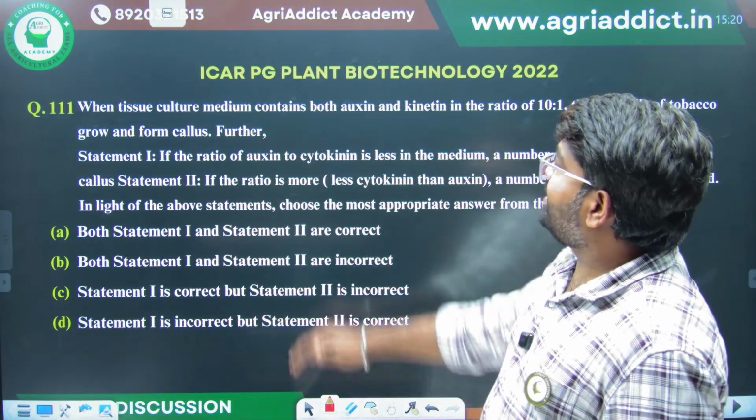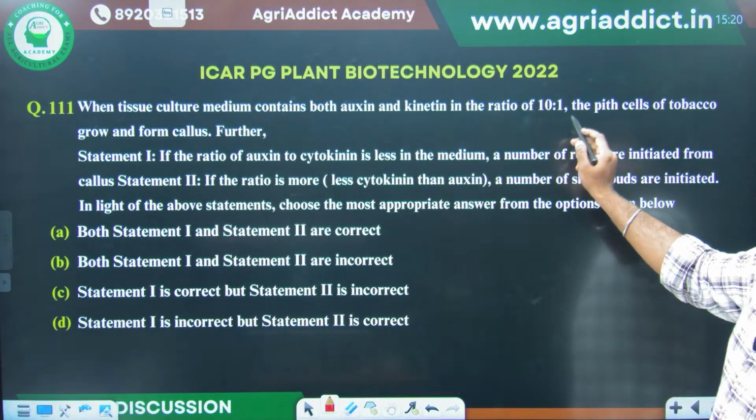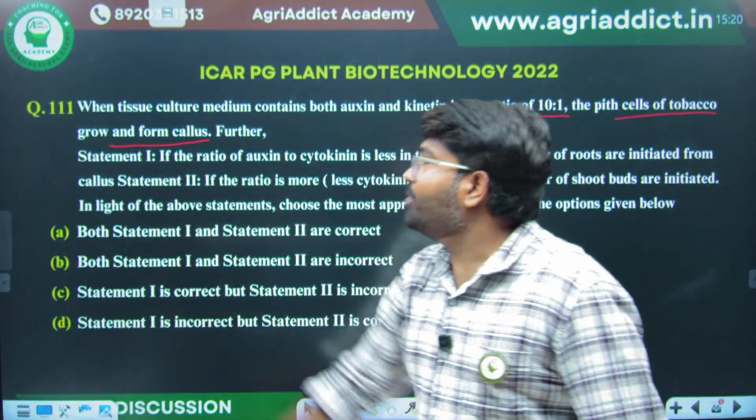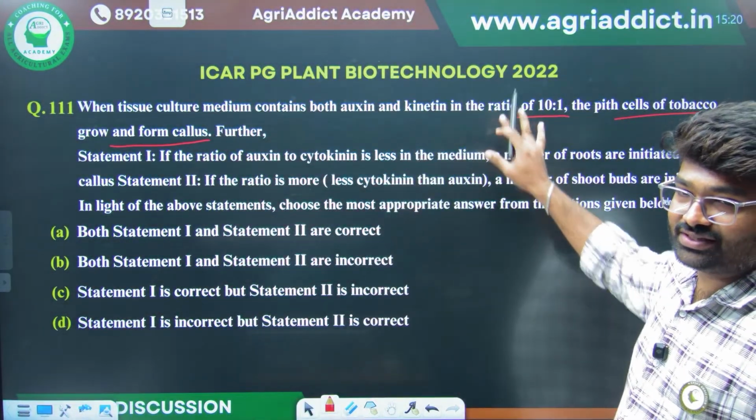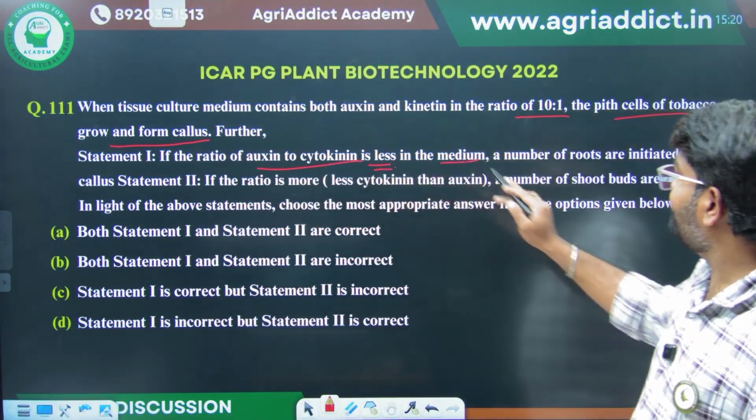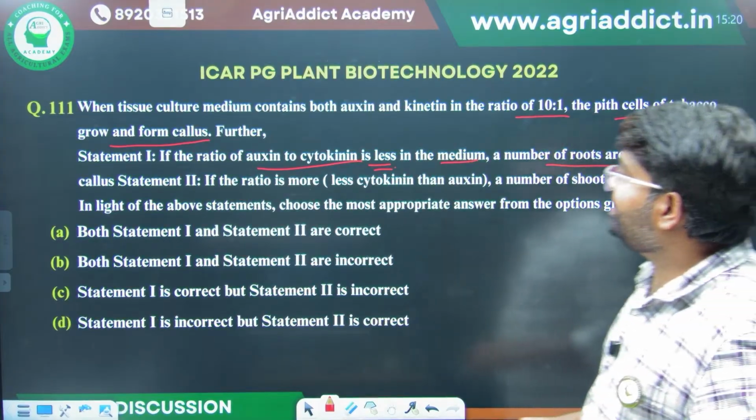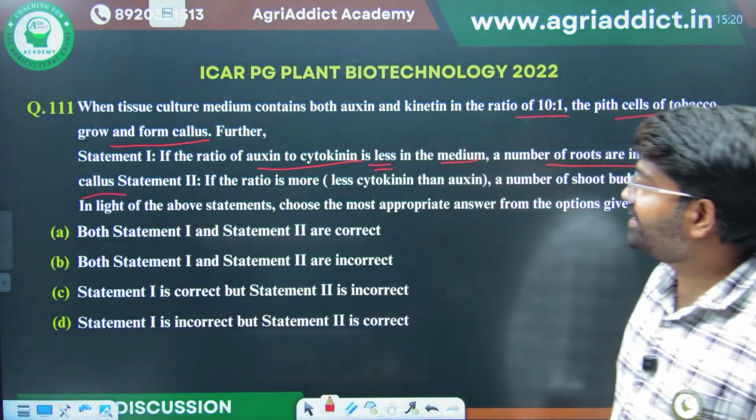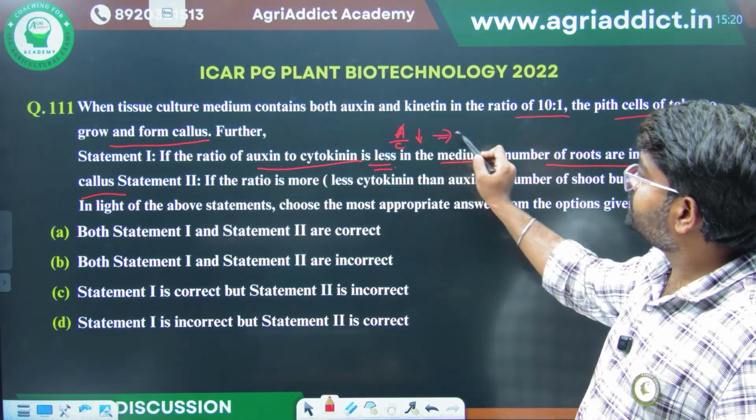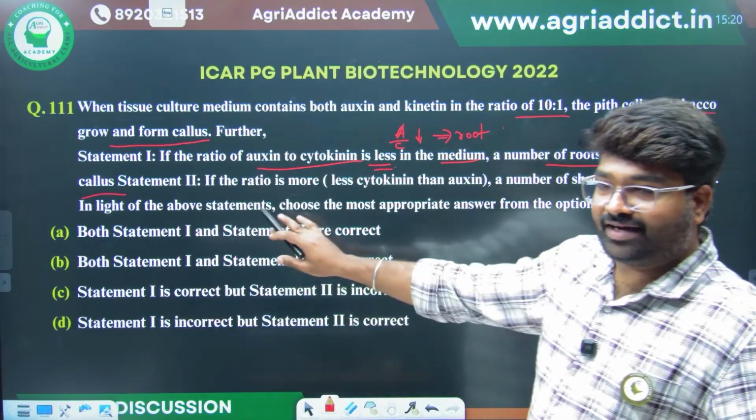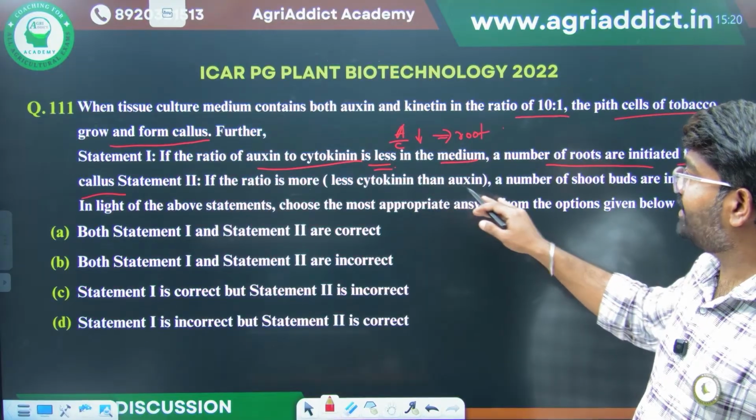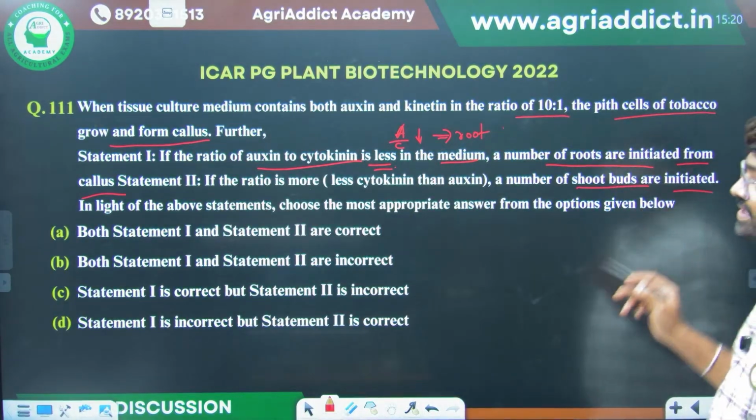When tissue culture medium contains both auxin and cytokinin in the ratio of 10:1, the pith cells of tobacco grow and form callus. If the ratio of auxin to cytokinin is less in the medium, a number of roots are initiated from the callus. In statement 2, they are saying if the ratio is more, for example, cytokinin is less than auxin, a number of shoot buds are initiated.